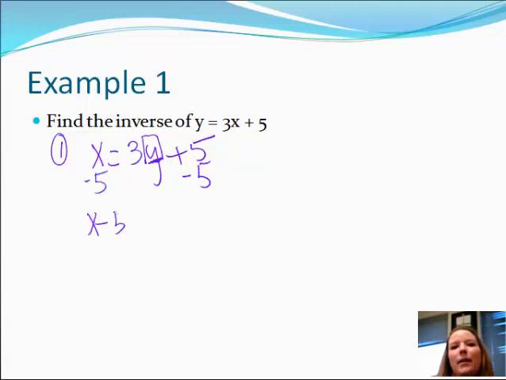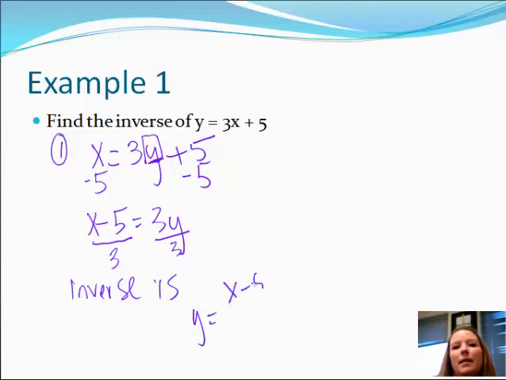So I get x minus 5 is equal to 3y. Then I divide each side by 3. Remember, you're dividing this whole thing by 3. So my inverse is y equals x minus 5 divided by 3. I can just write it like that. Some people would write it x over 3 minus 5 over 3. Either way, doesn't matter, these are the same thing. So that's finding the inverse. It's that simple. Let's do another example.